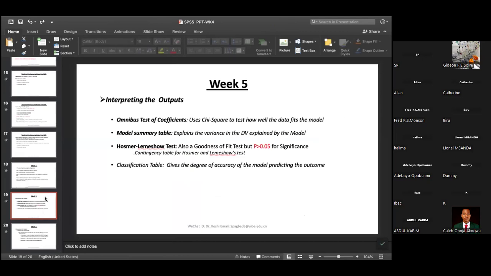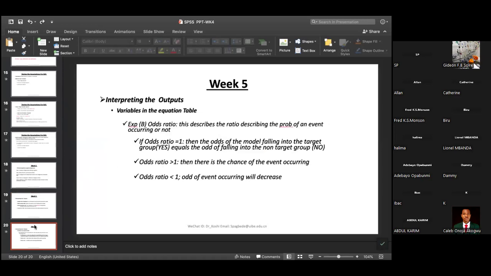Okay, we've run that. I think I've talked about this. Omnibus test uses chi-square to test how well the data fits the model. Then the model summary table explains the variance, that's your Cox and Snell's R square and the other one. Then I explained the Hosmer-Lemeshow test, which is also a goodness of fit test. But in this case, your p-value must be greater than 0.05 for a good fit. And I talked about this. Then the classification table gives the degree of accuracy. Now, I think I was talking about the odds ratio.